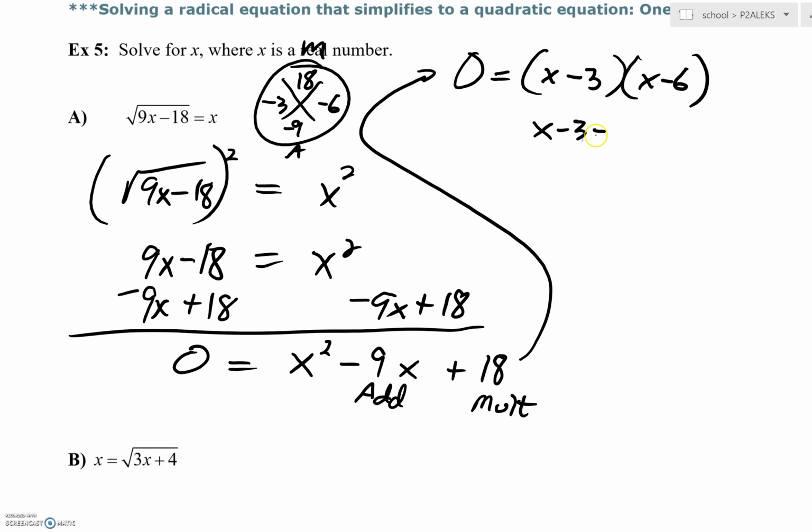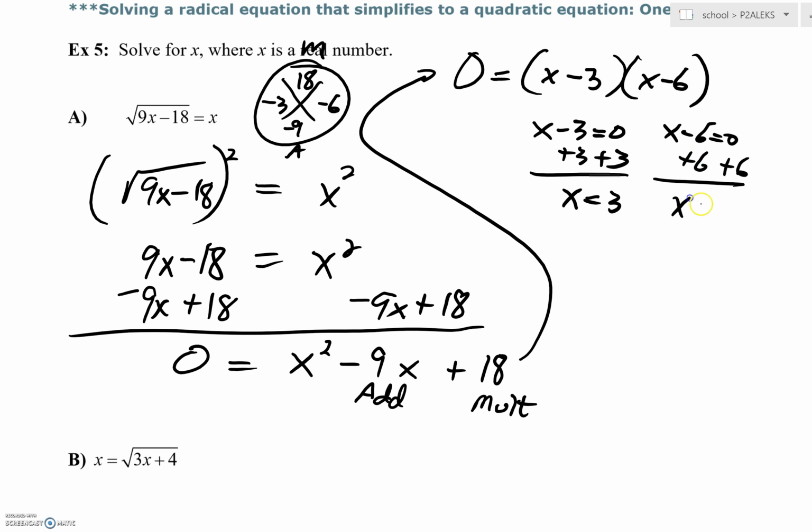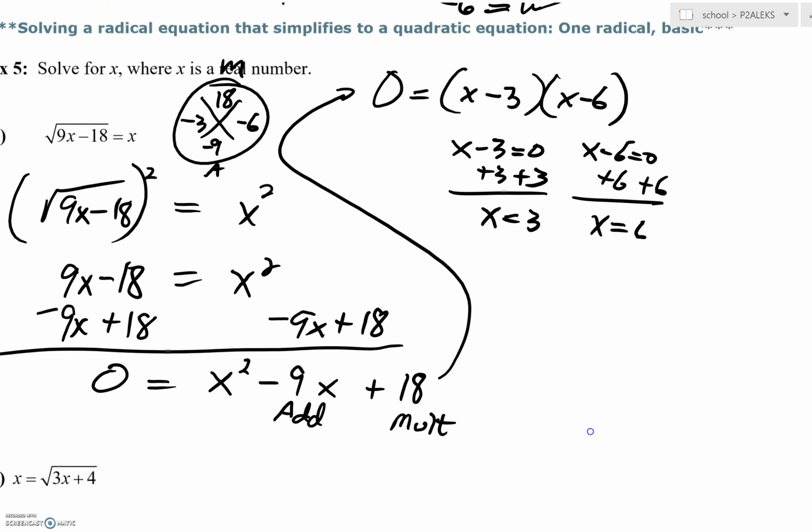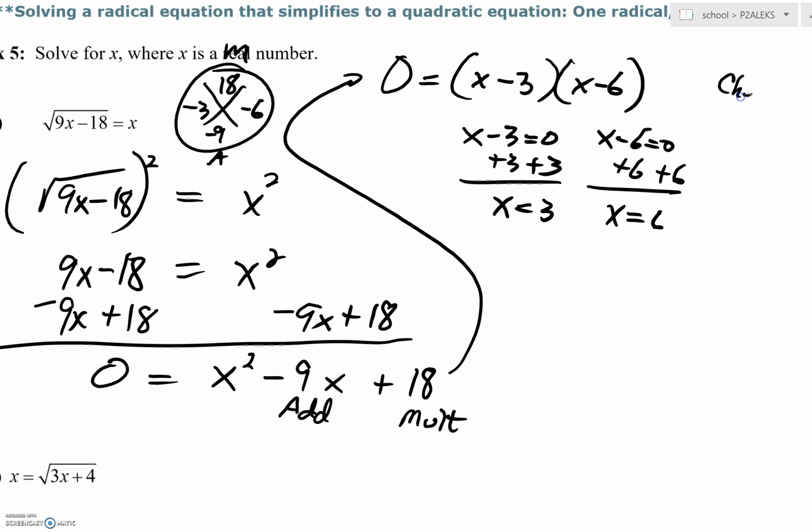Then we take both of these and we set them equal to 0. And it's so tempting to say, hey, we're done. I think all of us would love to be able to say, hey, this is it. We're going to be through. But honestly, you got to do a check. We're going to check if x equals 3 works.